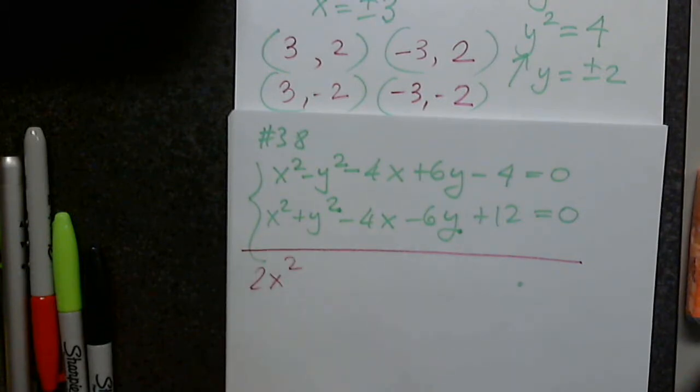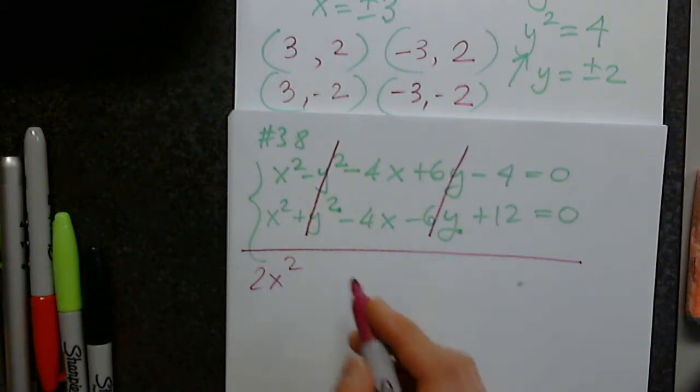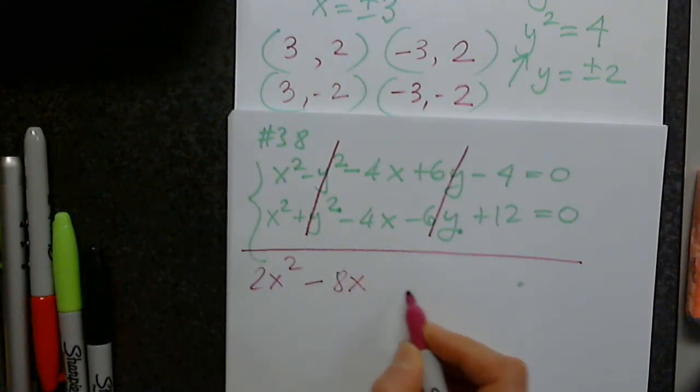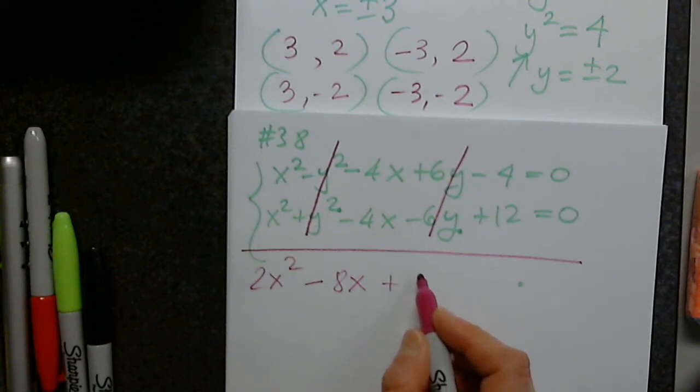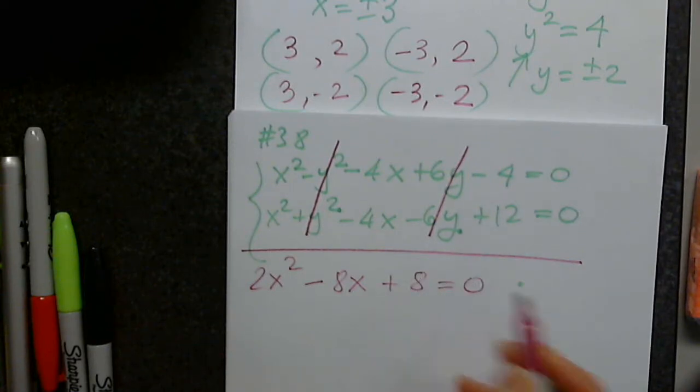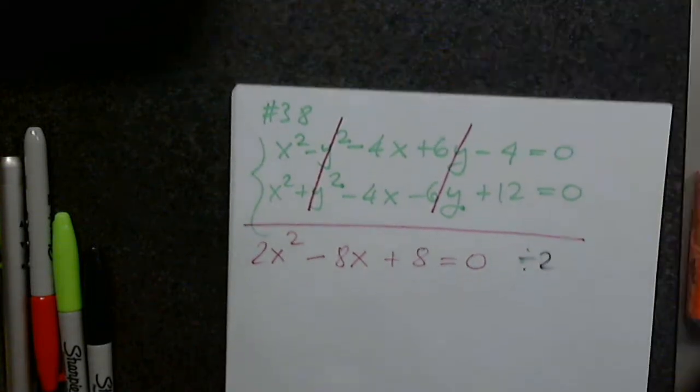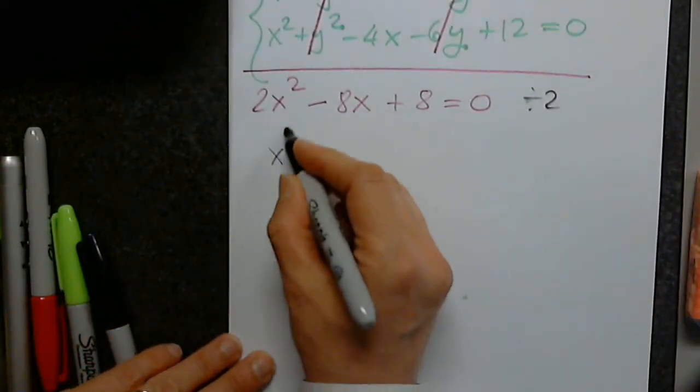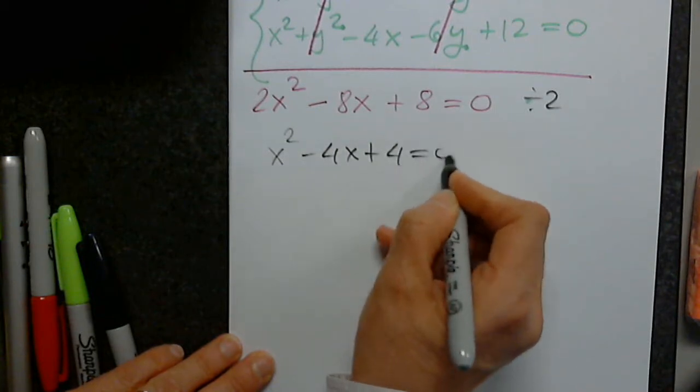I agree with 2x squared. This will go away. This will go away. Minus 8x, very good, plus 8 equals 0. Awesome. And this is awesome. Why? Because now I obtained the quadratic equation, but it only has one variable. I have to clean it up first. How do I clean it up? Divide both sides by 2. And then I have x squared minus 4x plus 4 equals 0.